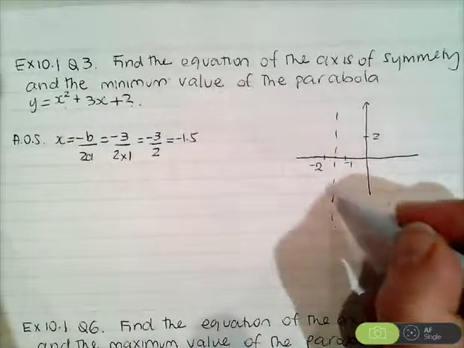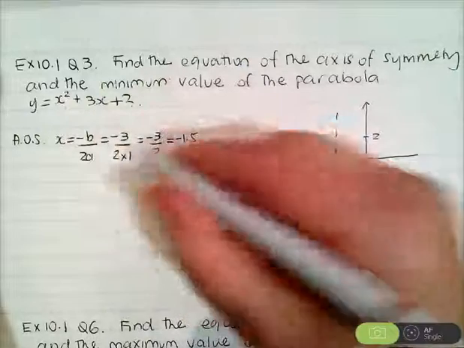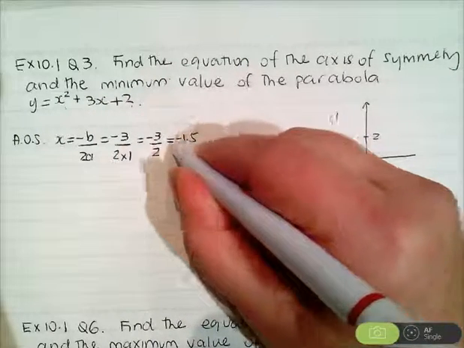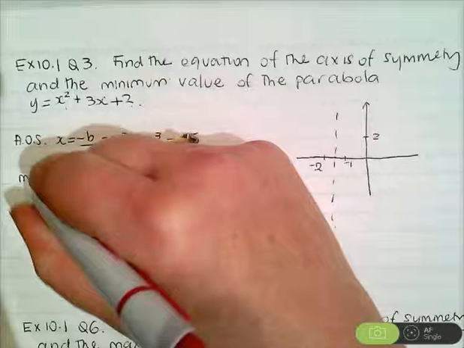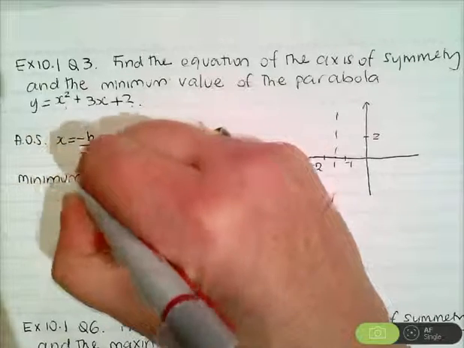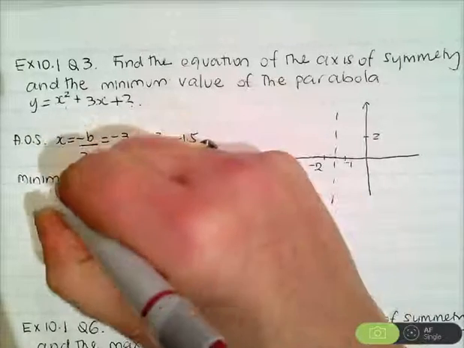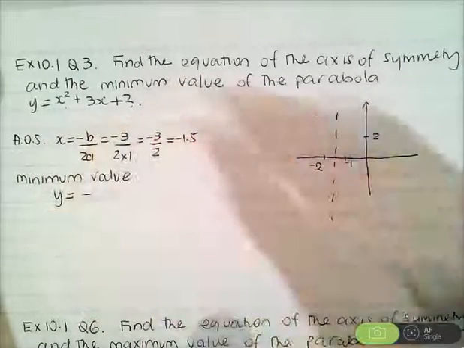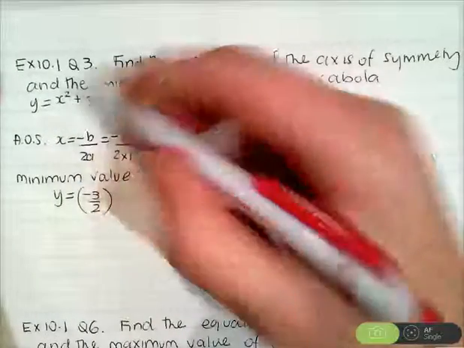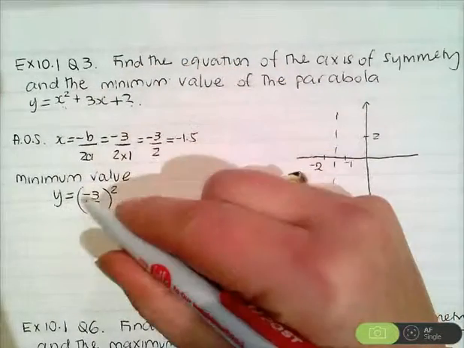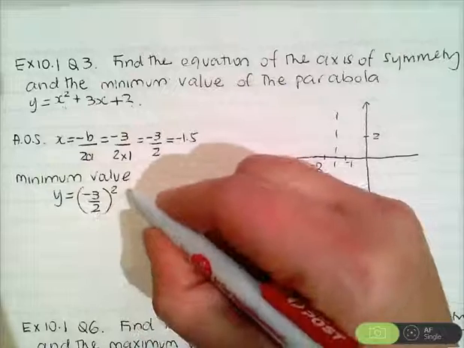I can work out the minimum value of the parabola by substituting in x equals negative 1.5, or x equals negative 3 on 2. So the minimum value will be y equals, and I just substitute it into this equation here. So I get negative 3 on 2 squared. Make sure the negative 3 on 2 is in brackets, squared.